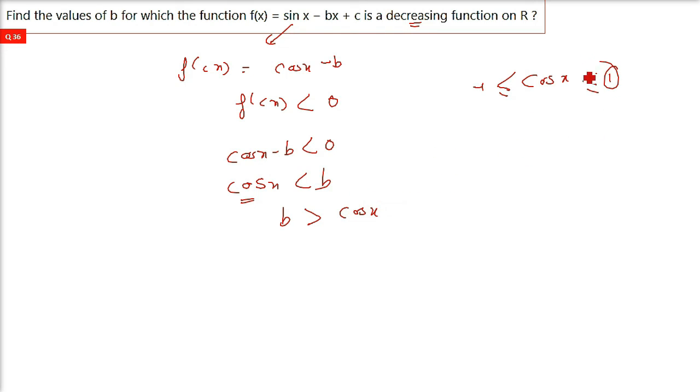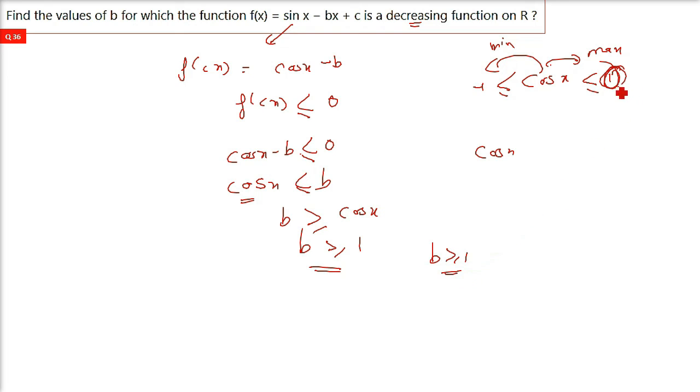So there has to be some value that we put here. Again I am reiterating, the minimum of cos x is -1 and the highest it can produce is 1. Since the function is decreasing, I'm using equal to just to re-emphasize that it is not strictly decreasing, it is decreasing only. So b should be greater than or equal to 1, because b is greater than or equal to cos x, and cos x has the highest value of 1.